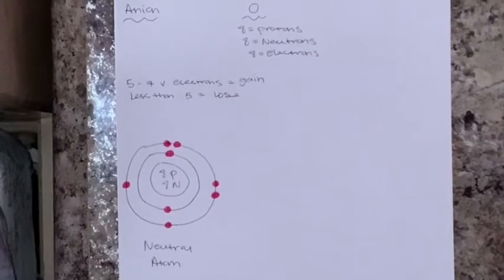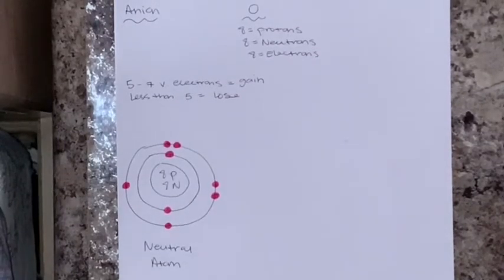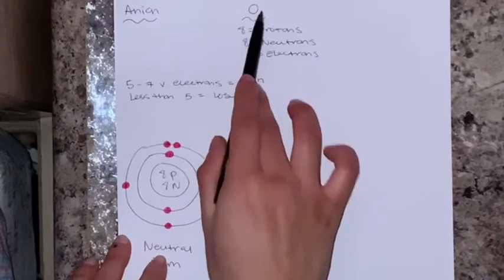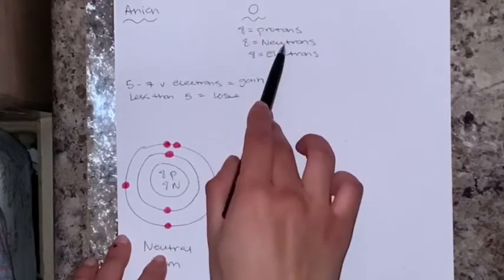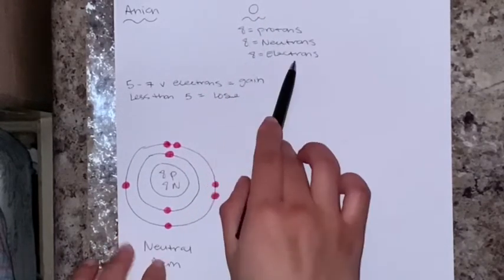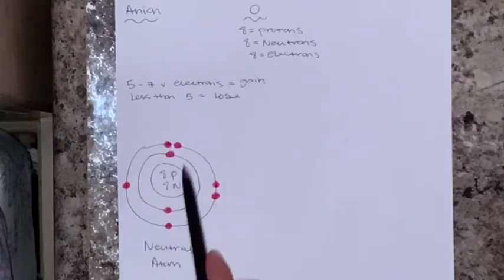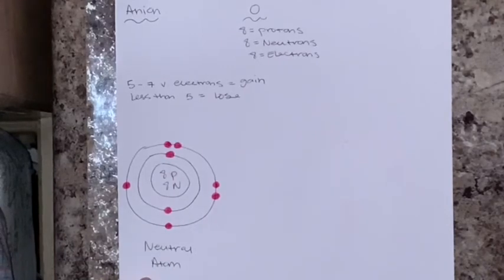So now we're going to be looking at an anion. An anion is basically a negative charge, which is the opposite of a cation. And today we're looking at oxygen. Oxygen has 8 protons, 8 neutrons, and 8 electrons, and that is a neutral atom. And to the left, we have Bohr's orbital diagram for the neutral atom oxygen.